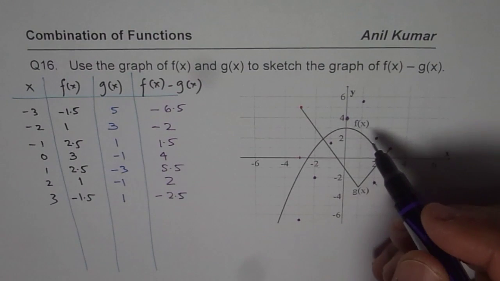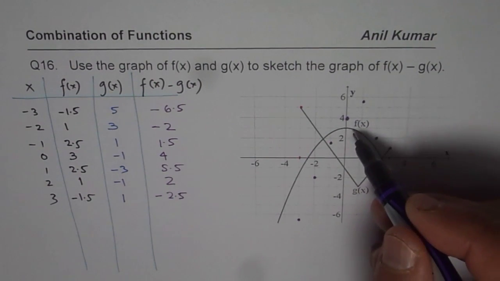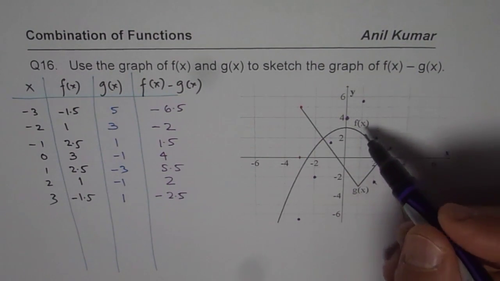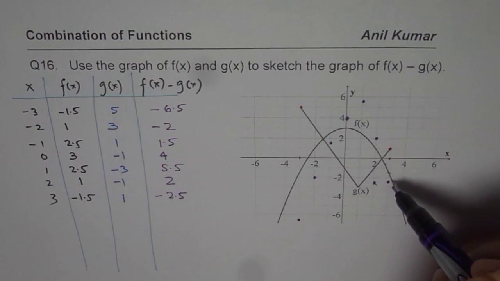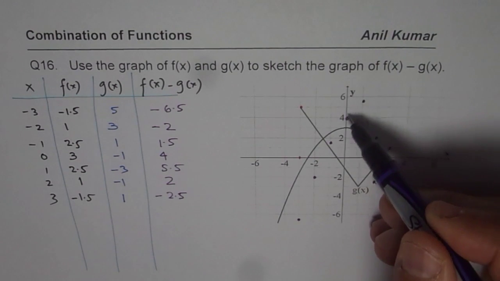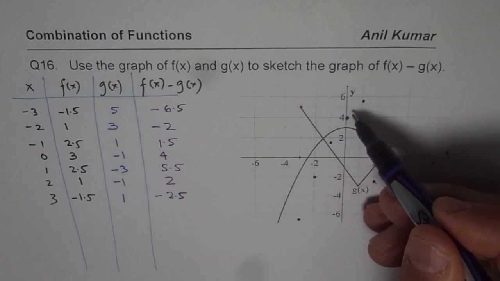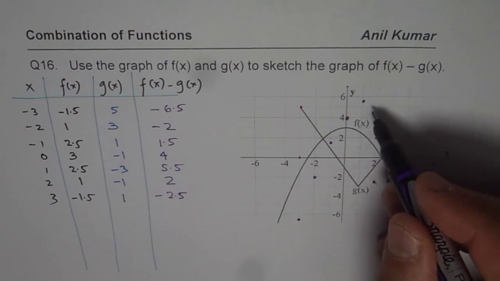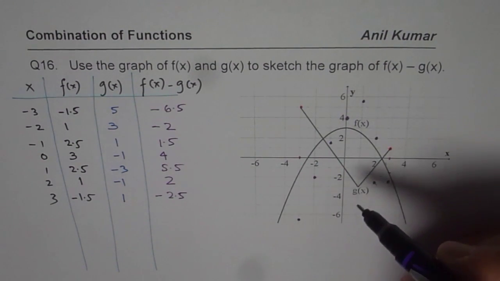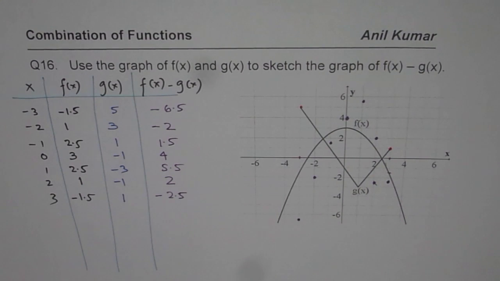Now, clearly, if you look at the graph from here, the value here gets added up, right? This gets added up. So you get a function which is as shown here, right? So that is how the function is going to be, and you can connect these points to get f of x minus g of x. So that is how you can do it, right?